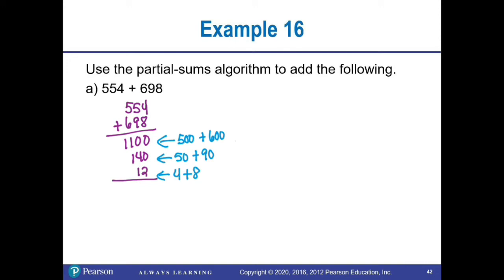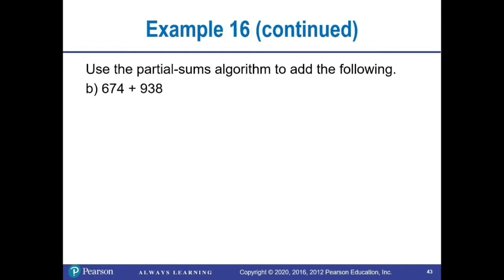Add the thousands place. We have a 1 in the thousands place. Add the hundreds place, gives us 2. The tens place we have 5, and the ones place we have 2 for 1,252. Next we have 674 plus 938.